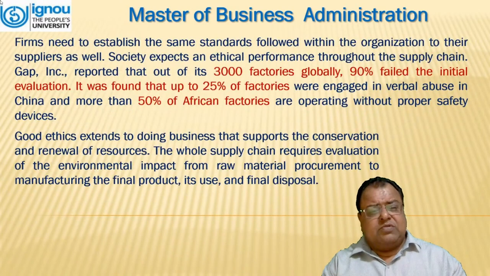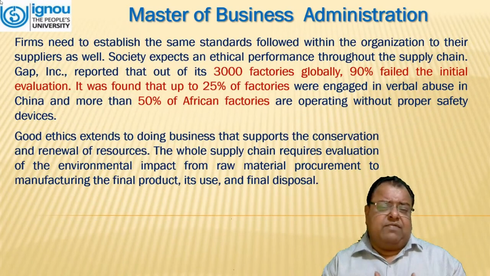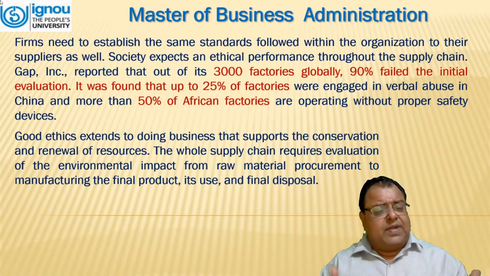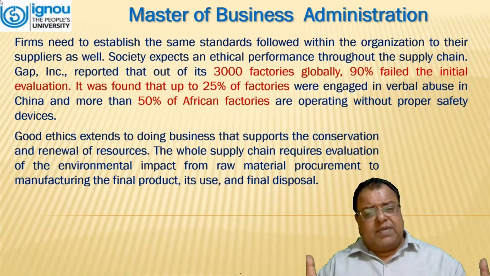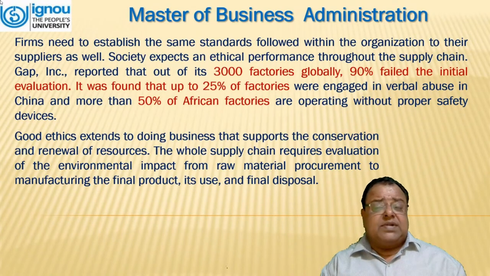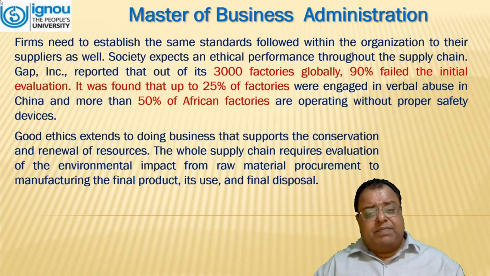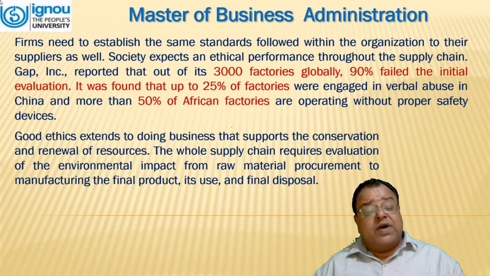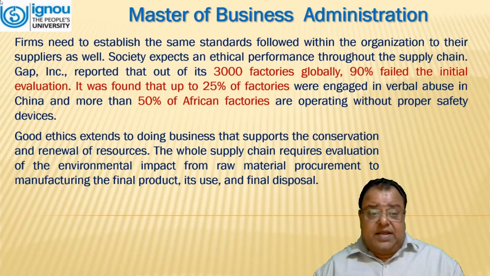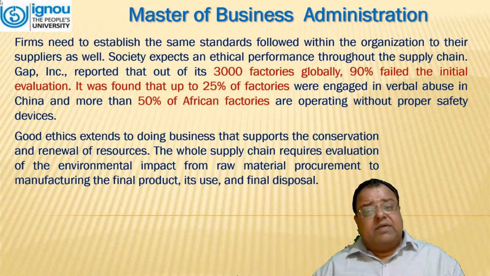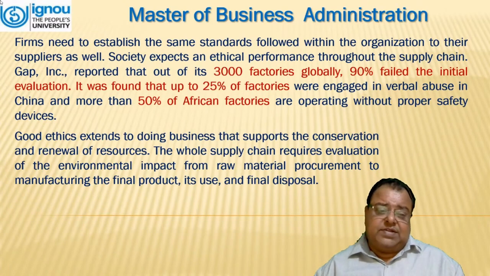Firms need to establish the same standard followed within the organization for the supplier as well. Society expects an ethical performance throughout the supply chain. Gap Inc. reported that out of its 3,000 factories globally, 90% failed the initial evaluation. It was found that 25% of the factories in China were engaged in verbal abuse, and more than 50% of African factories are operating without proper safety devices.